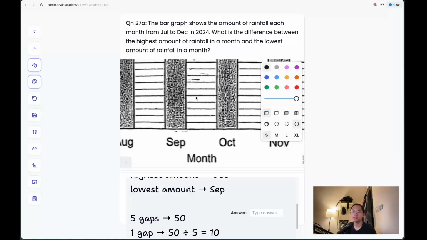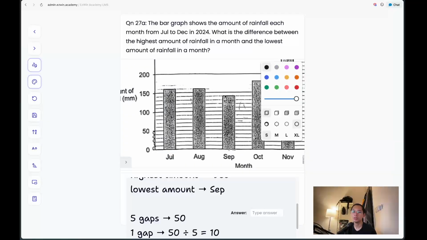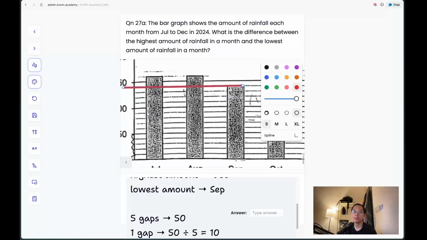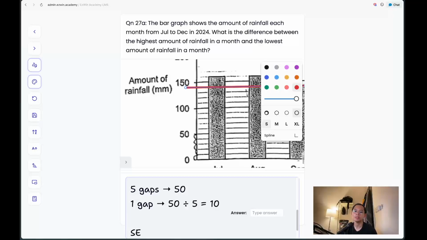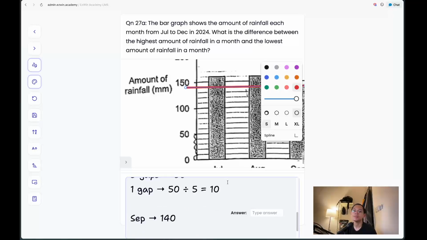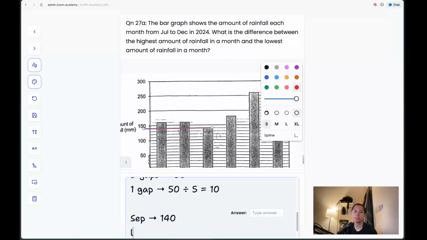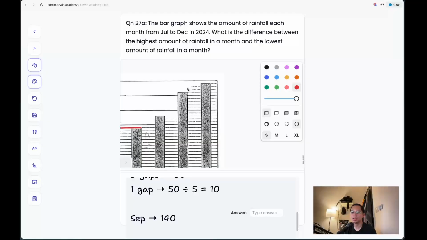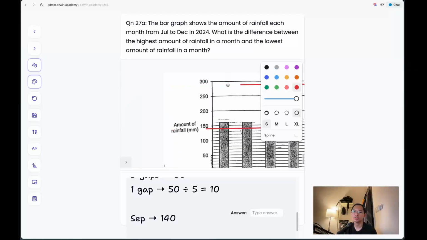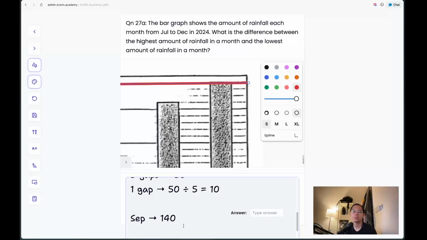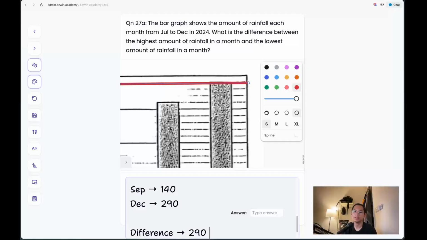The next thing is we want to get the value for the lowest month, which is September over here. September is just 1 bar before 150. So September is 140. Then for December, you can count the number of gaps. It's 1 line away from the highest amount, which is 300. So let me just put the line for December. 300, 1 line away. So that means December is 290. So the difference is 290 minus 140, which gives us 150. So the answer is 150.